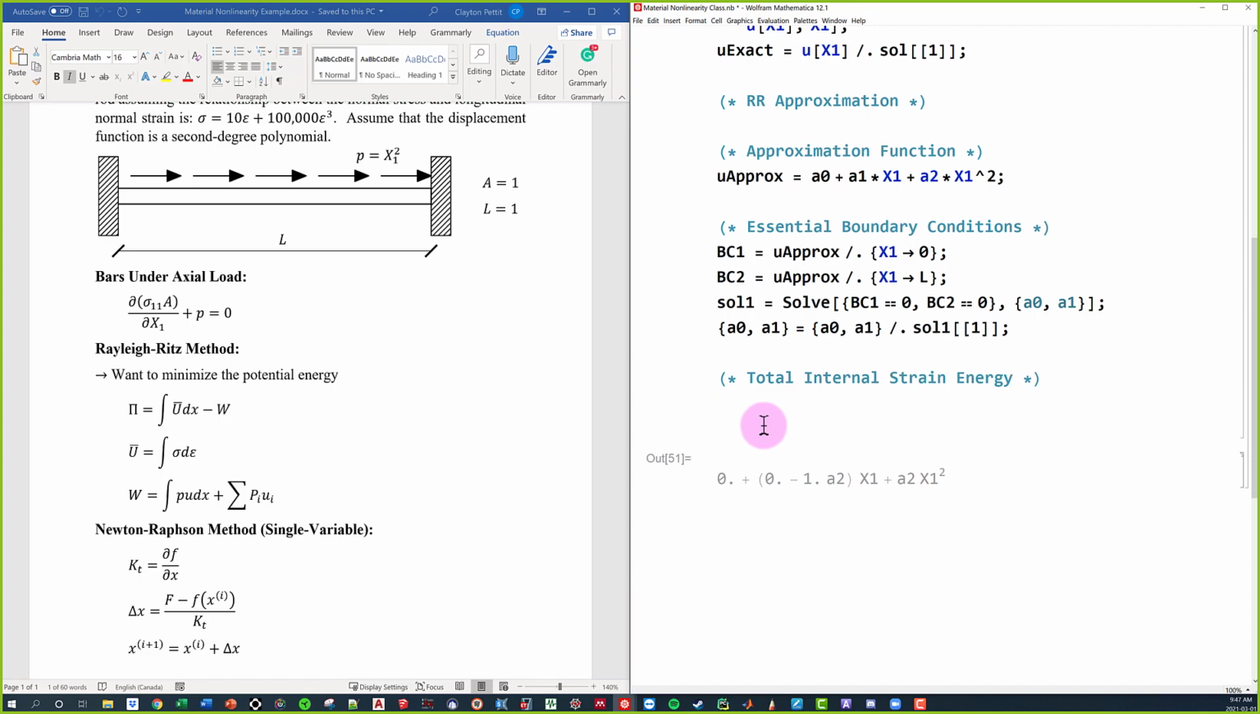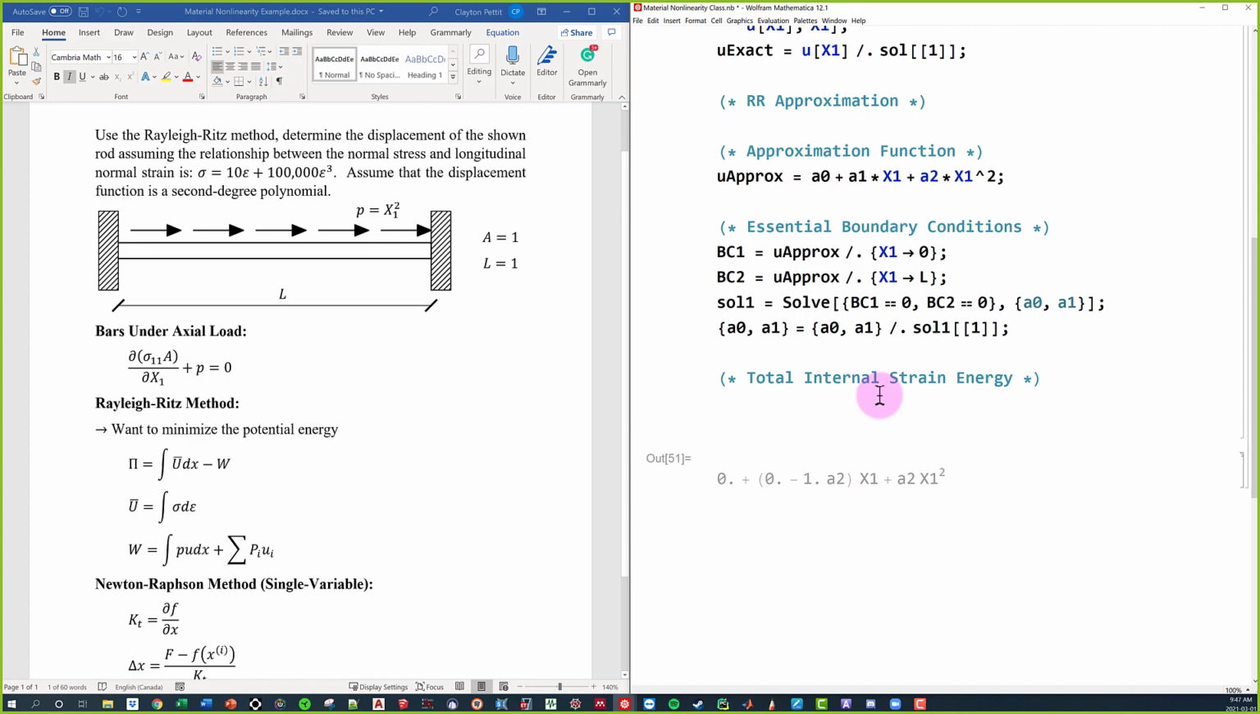Hold on, I got a question. Why don't we solve it with more boundary conditions? So what other boundary conditions are you suggesting we do? It's a good question. If we have more boundary conditions, we should utilize them.